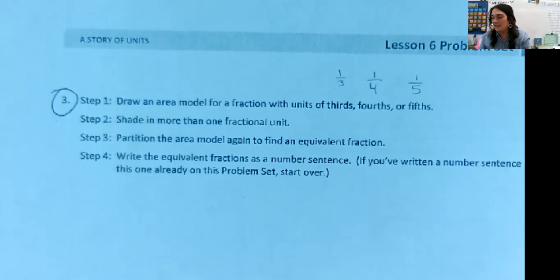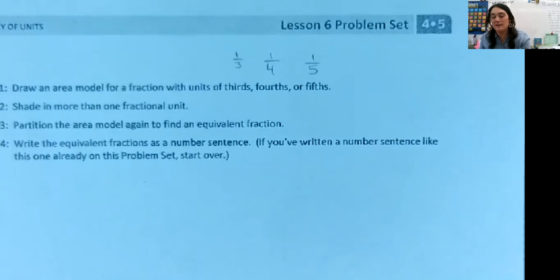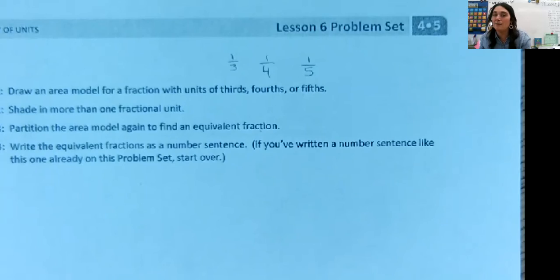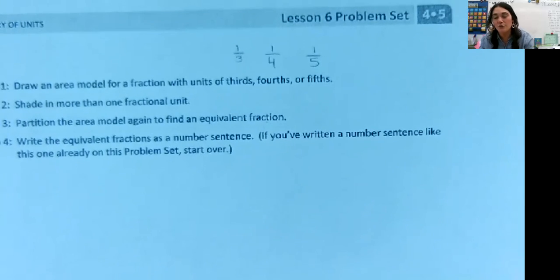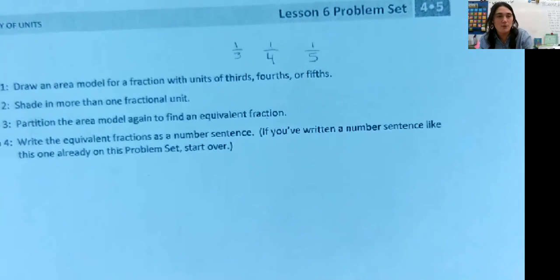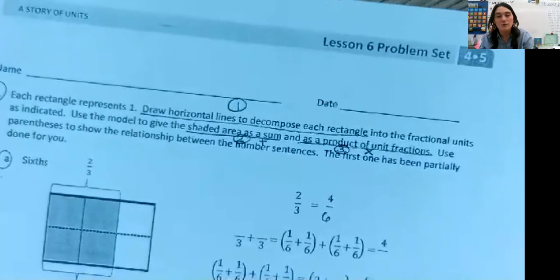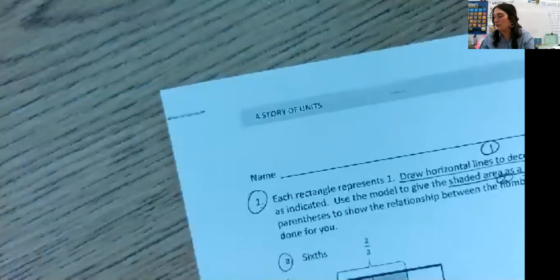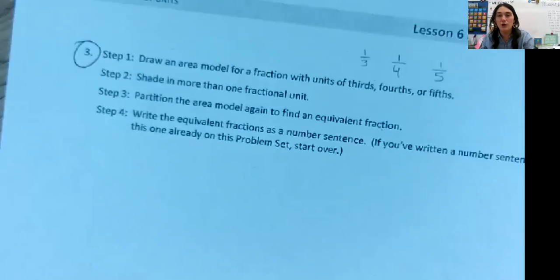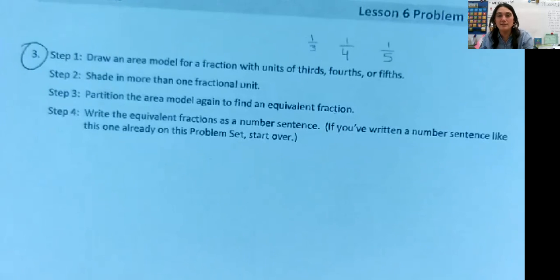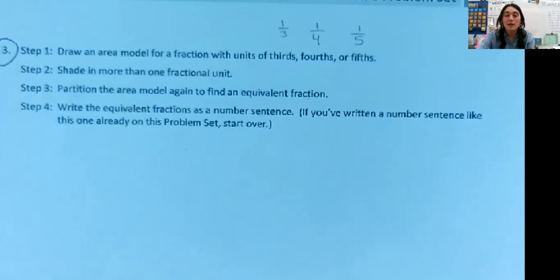And it says if you've written a number sentence like this one already on this problem set, start over. So they don't want you to copy one from other places on this page. You're going to do your own, one that has not been said in this lesson yet. Let me know if you have any question, guys.